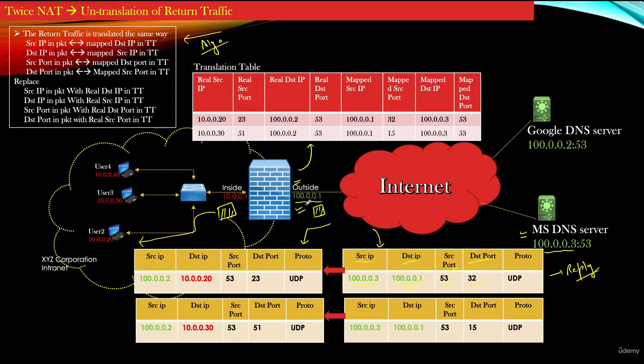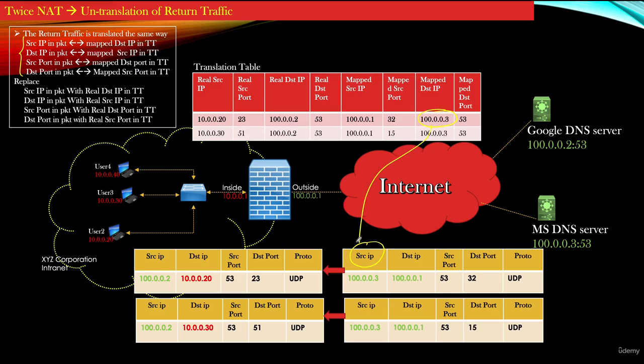First of all, the firewall will find a row in this translation table which would be used to generate an untranslated packet. Now how can that particular row be identified in this translation table? It will be done by using the first part of this algorithm. The first part says that the source IP address in the packet, that is this, must be the same as the mapped destination IP address in the translation table. So the mapped destination IP address is here and it is the same, but it is the same in both the rows.